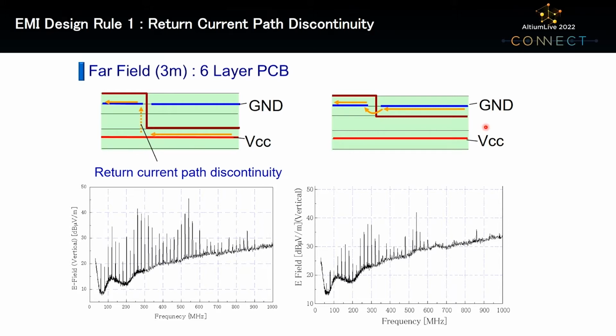As a result, the return current path doesn't continue between the second layer and the fifth layer. The right side is the case where the signal trace runs on the top and third layer. In this case, the return current runs only on the second layer because the nearest plane of the signal trace is the ground plane. Therefore, the return current path continues. Comparing the far field, we can find the right side is better than the left one.